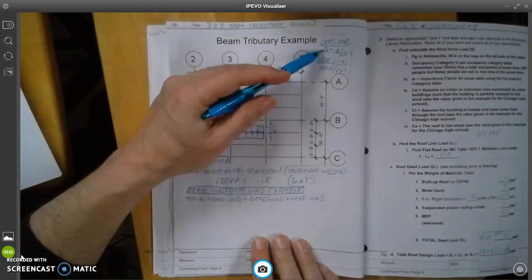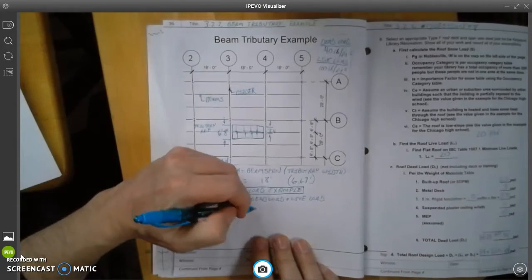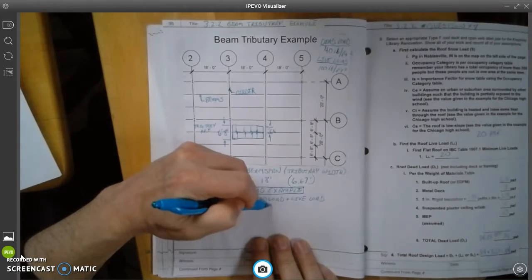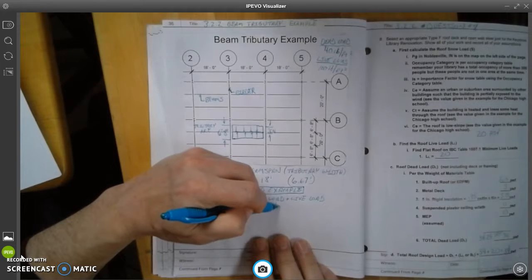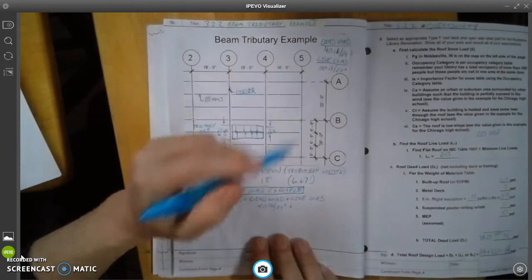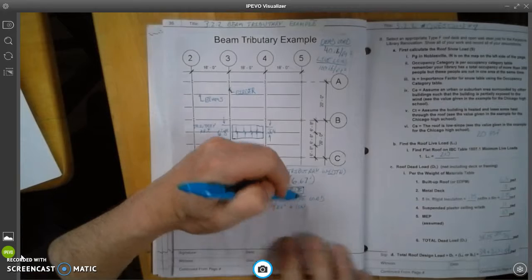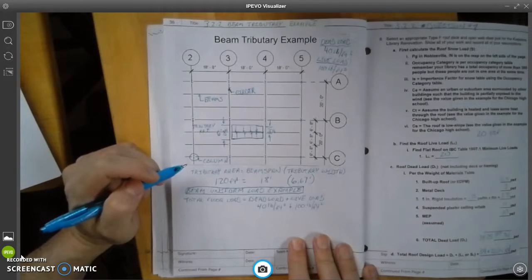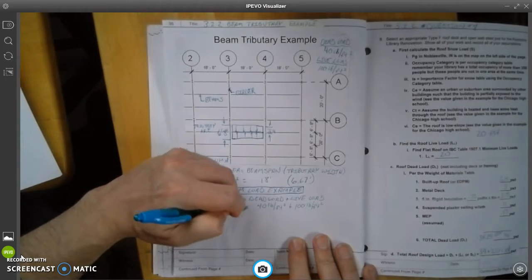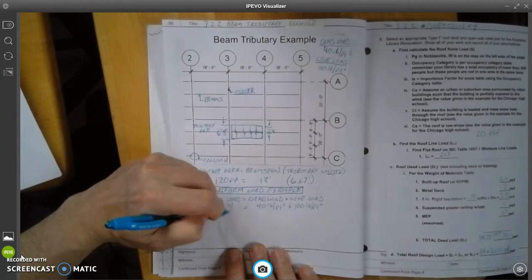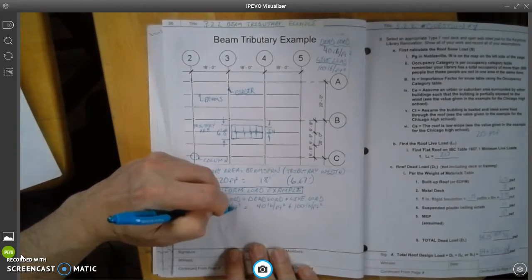So we have up here for a dead load 40 pounds per foot squared. So I'm going to write 40 pounds per foot squared plus the live load of 100 pounds per foot squared, and that's going to come out to, or be equal to, 140 pounds per foot squared.